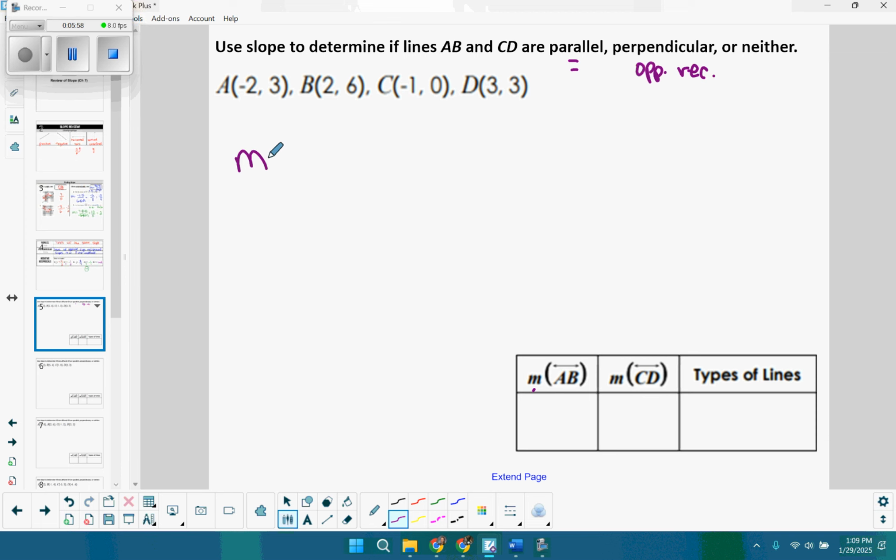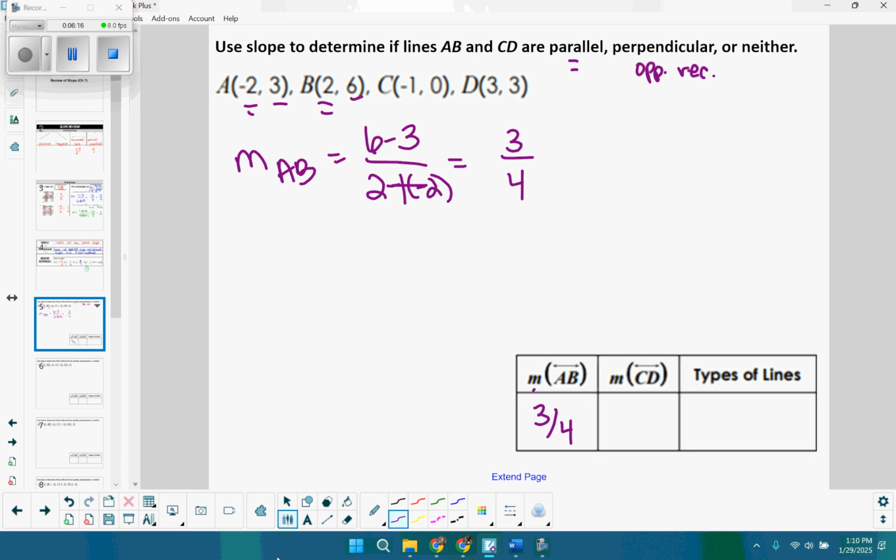So for the slope of AB, I'm going to take the y's, 6 minus 3, over the x's, 2 minus negative 2. So this is 3 over, those negatives turn into plus 4. And that's as reduced as the slope of AB gets.